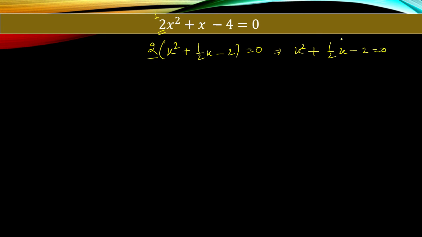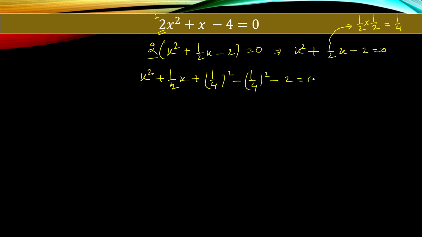Now we have seen in the previous example we are going to halve this coefficient of x. Coefficient of x is 1 by 2. If we are going to halve this, it will be 1 by 4. Now what we have to do next, we are going to add the square of 1 by 4 in the equation, and definitely we will subtract this also. So x square plus 1 by 2x as it is, we are going to add the square of 1 by 4. Now we have to subtract also the same. Now minus 2 remained as it is.